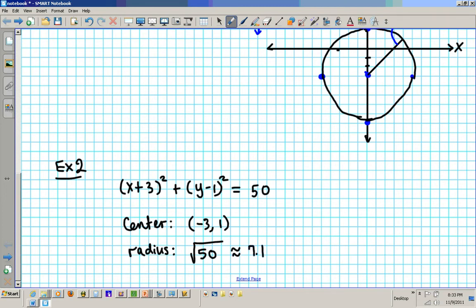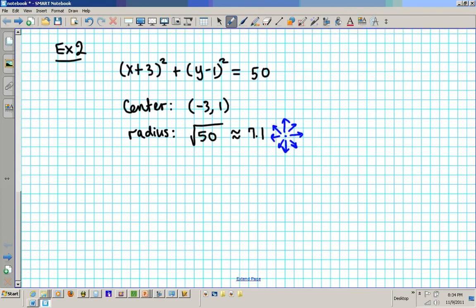What does that mean? It means I'm going to go 7.1 units to the north, south, east, and west. That's what the radius means. You go in all directions, 7.1 units, but this is just a slight indication. To be more precise, you need to go in all directions, 7.1. But I'm just going to do north, south, east, and west. That's good enough for the purposes of this example. So let's go ahead and draw this graph.